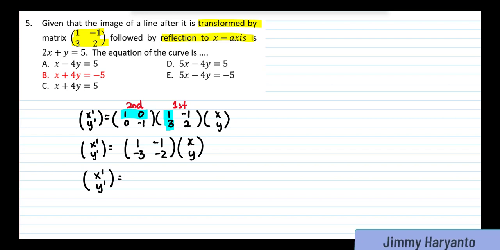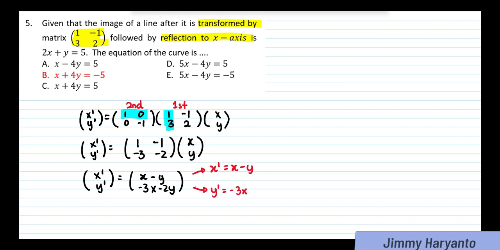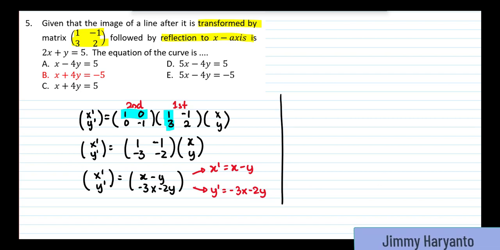You'll have x prime, y prime equals x minus y, and then -3x minus 2y. From this result we can separate them into two parts. x prime will be equal to x minus y, and y prime will be equal to -3x minus 2y. Okay, so let's try to find the original equations.